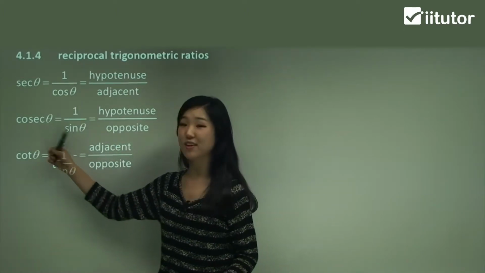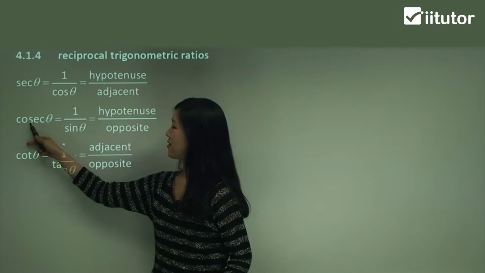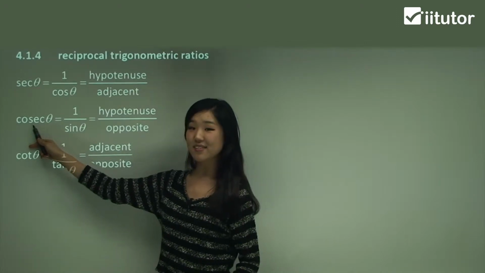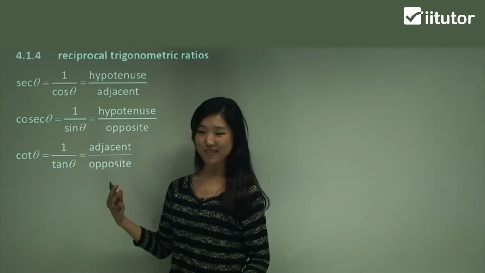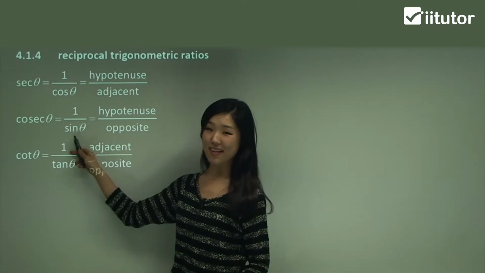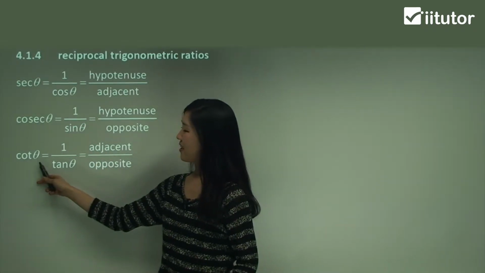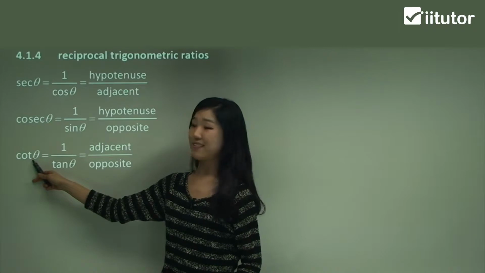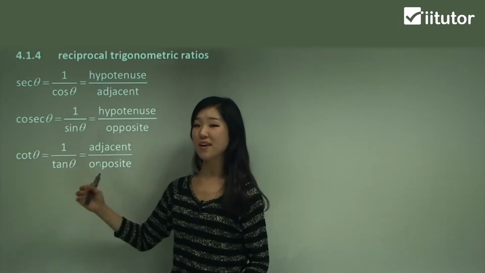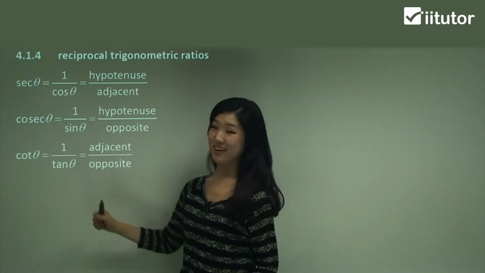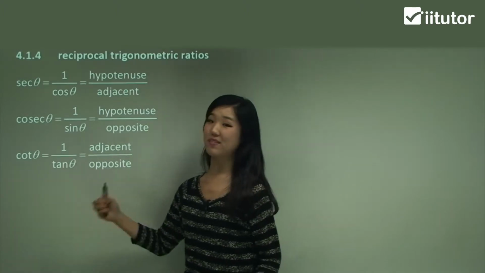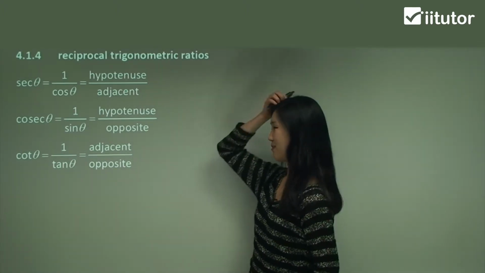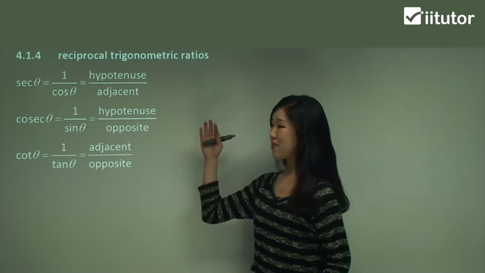And cosec, again look at your third letter. 1, 2, 3, the third letter is S. So it must be 1 over the thing starting with S, which is sine theta. So 1 over sine theta. And cot theta, third letter, 1, 2, 3 is T. So this must be 1 over the thing starting with T, which is tan theta, isn't it? So cot theta is 1 over tan theta. I think that's a pretty helpful way of memorizing it. So hope that helps you.